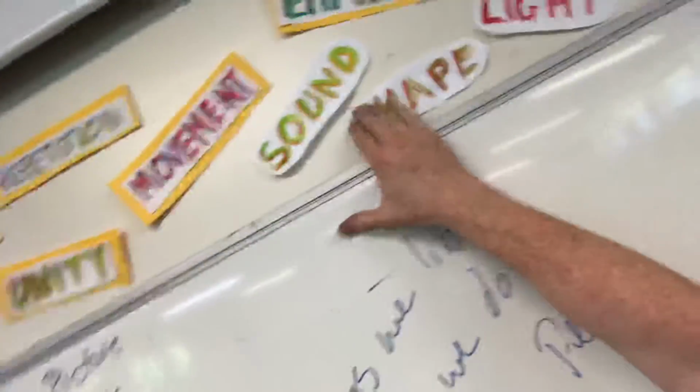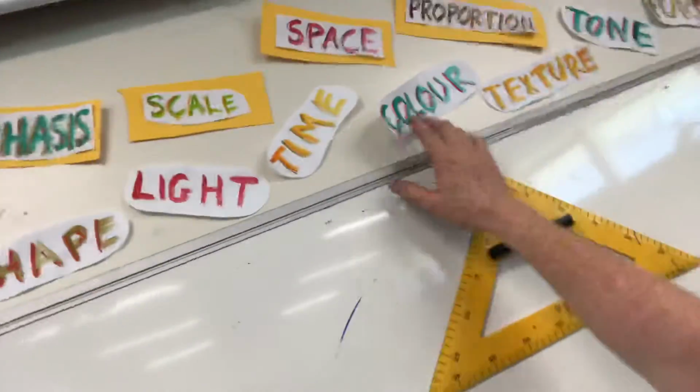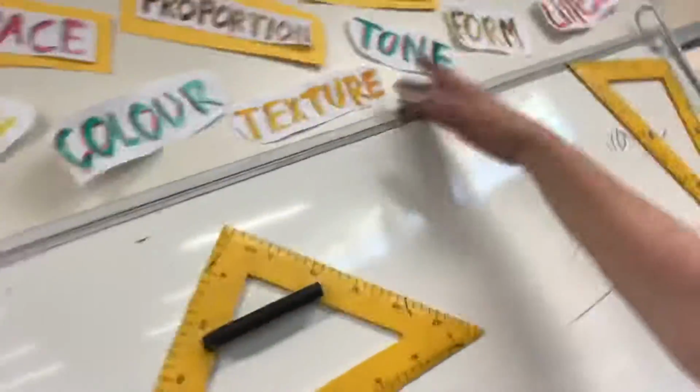All right, so you've got them all up there. Sound, shape, light, time, colour, texture, tone, form and line. I will leave a textbook out. It's the Articulate textbook.